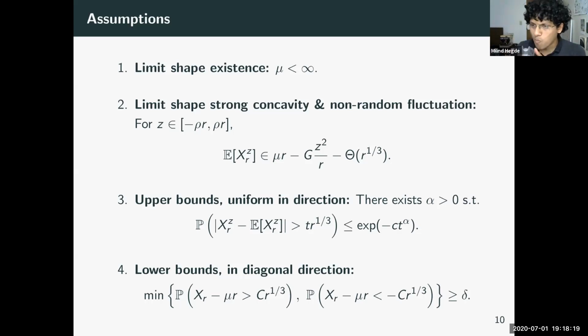Okay, can you remember the definition of X_{r,z}? Right, so X_{r,z} is the best weight from 1, 1 to r minus z, r plus z.